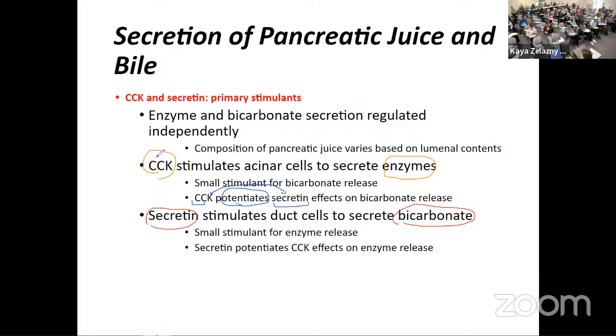Okay. So primarily, CCK is helping us secrete enzymes, but it's also helping us activate and strengthen this other response, secretin telling us to secrete bicarbonate, and vice versa. So we're regulating enzymes and bicarbonate separately because we have these two different secretions with two different main roles, but they do play off each other as well.